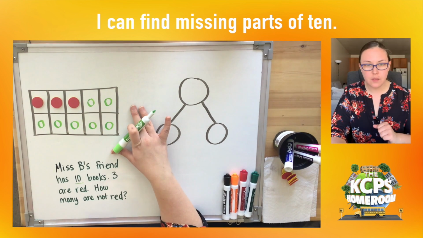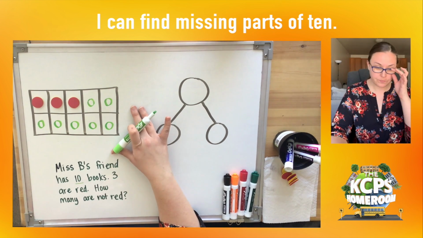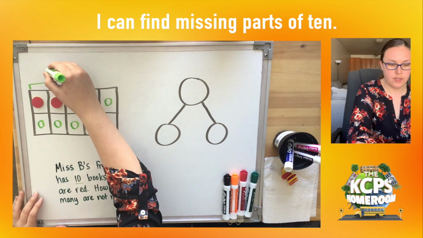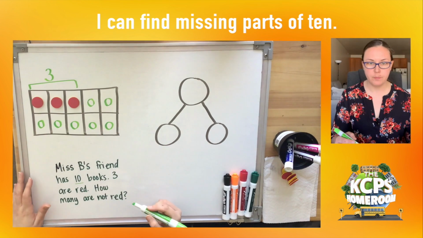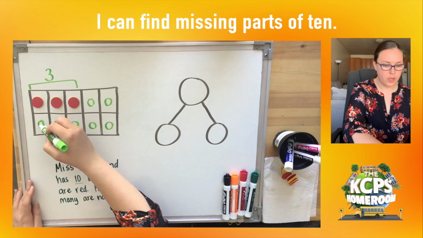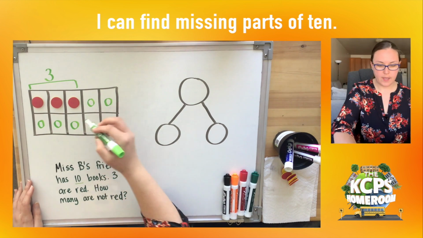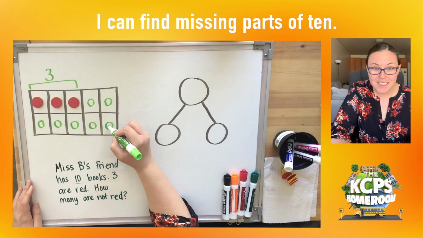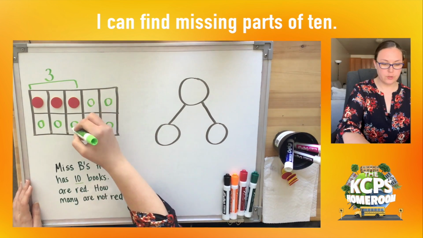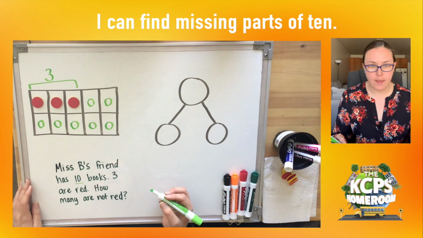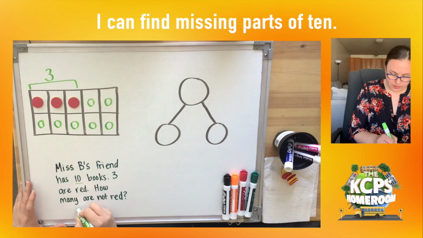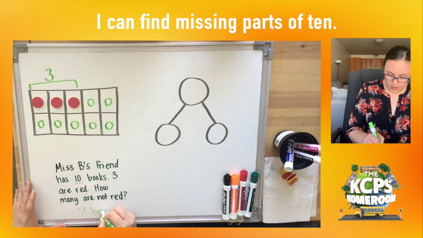Now we can find the missing part. Are you ready? So I know that 3 is the part that I have. 3 books are red. How many are not red? 2, 3, 4, 5, 6, and if you said 7, you're correct. So these bright green circles represent the books that are not red. So that means I have 7 books that are not red.